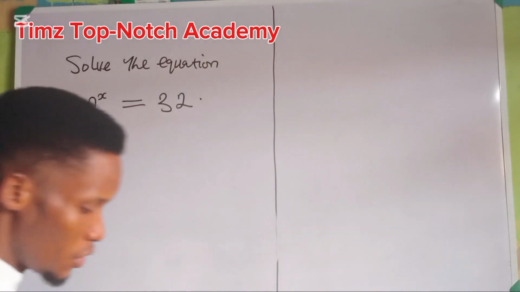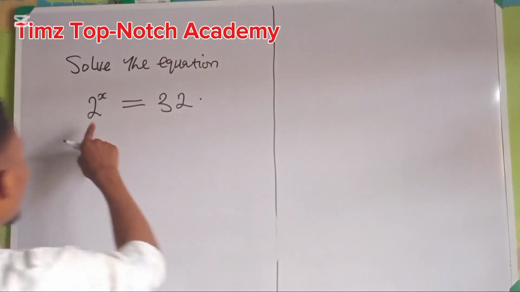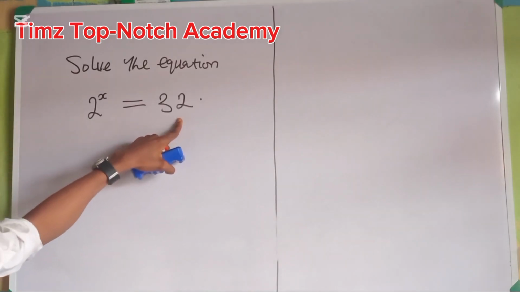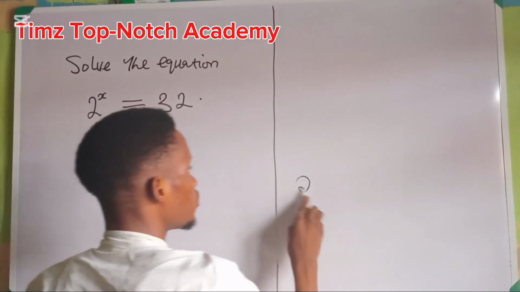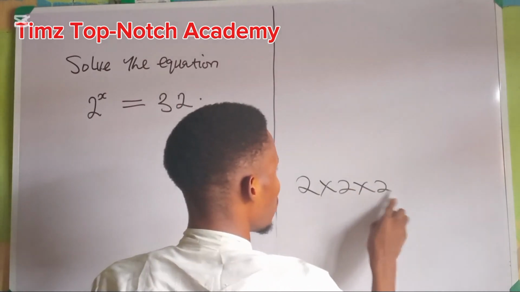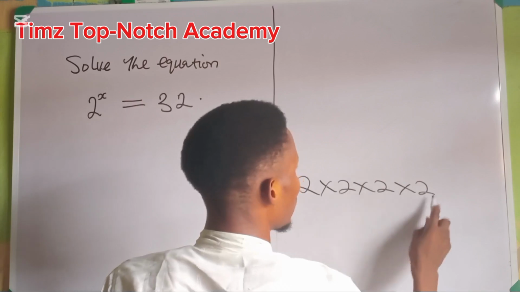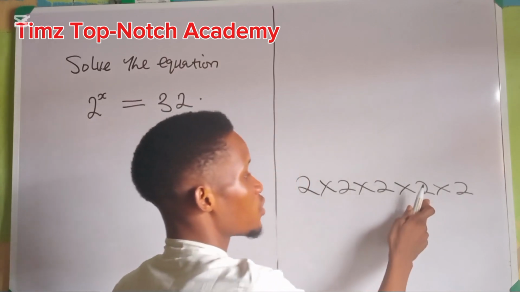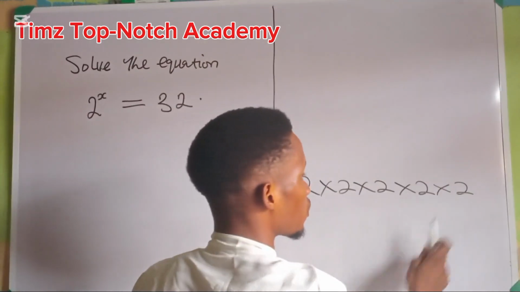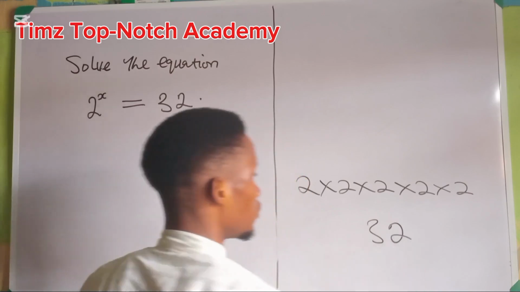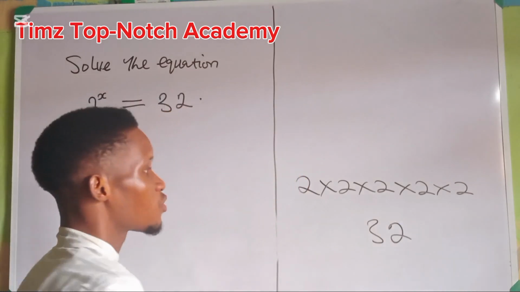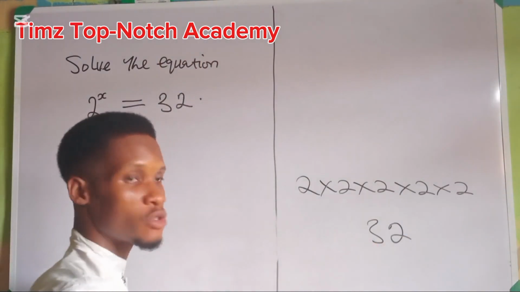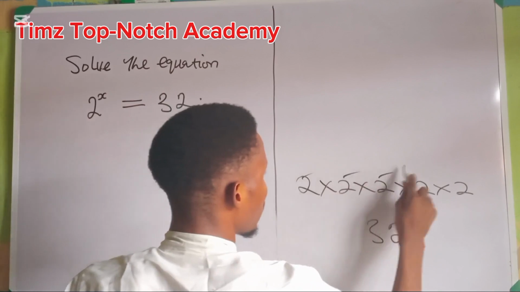How do you do that? What we do is we find how many times 2 will multiply itself to give us 32, which means we say 2 times 2 times 2 times 2, then times 2. That is, 2 times 2 is 4, 4 times 2 is 8, 8 times 2 is 16, 16 times 2 is 32. Do you understand? So it means that 2 multiplies itself 5 times to give 32. That is 1, 2, 3, 4, 5.